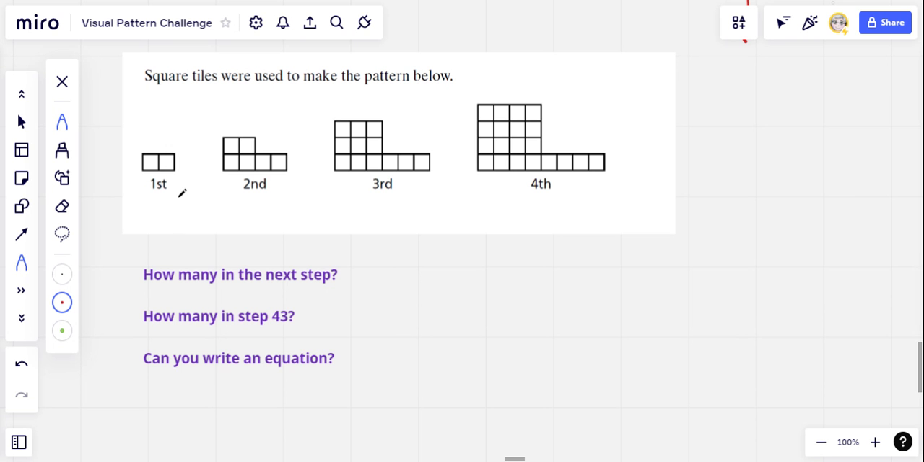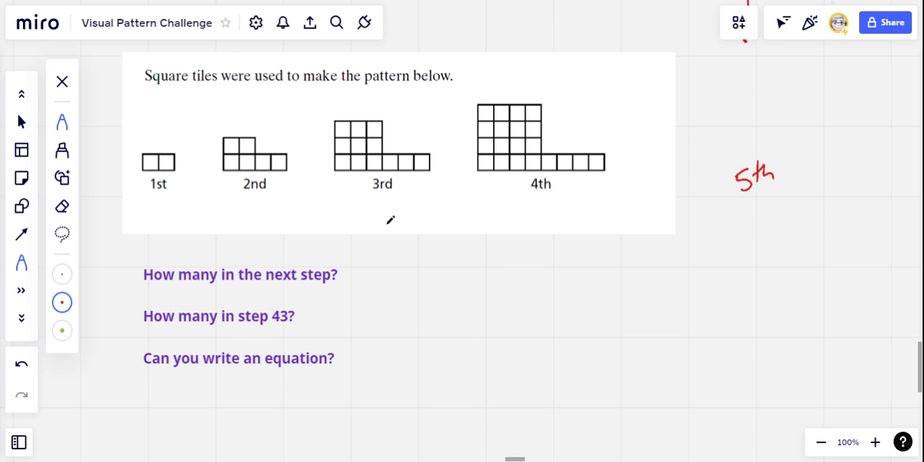Here's our pattern today. Here's the first step, the second step, the third step, the fourth step, and your challenge is to predict the number of squares in the fifth step. If you can do that, can you predict the number in the 43rd step? And can you write an equation that could be used to predict the number of squares in any step at all? That's the challenge. If you'd like to accept it, pause the video and work it out.